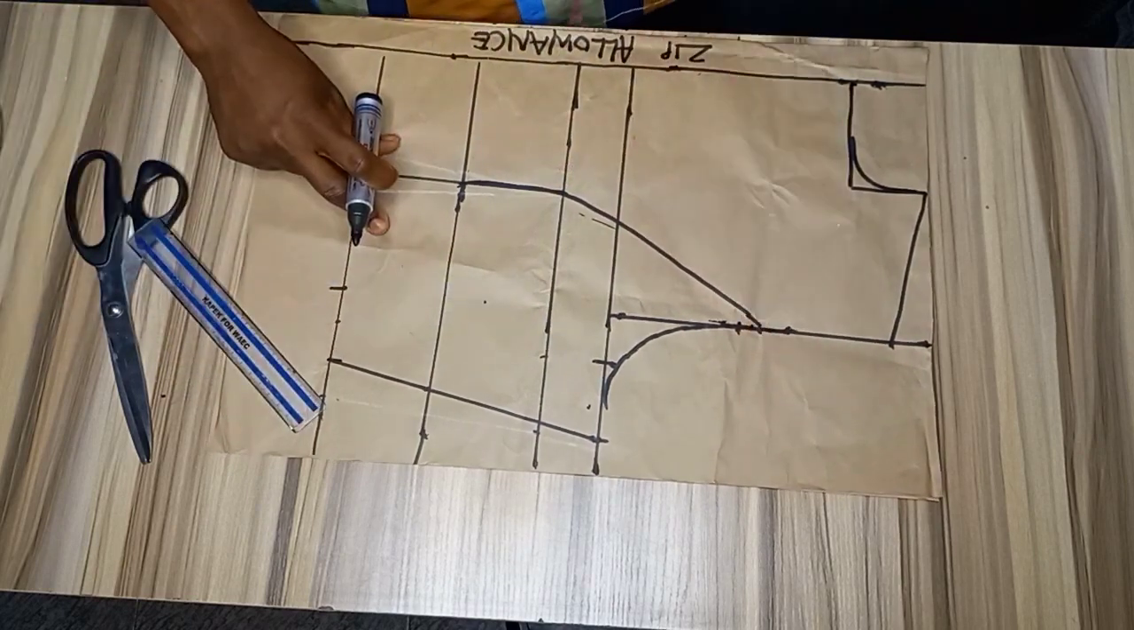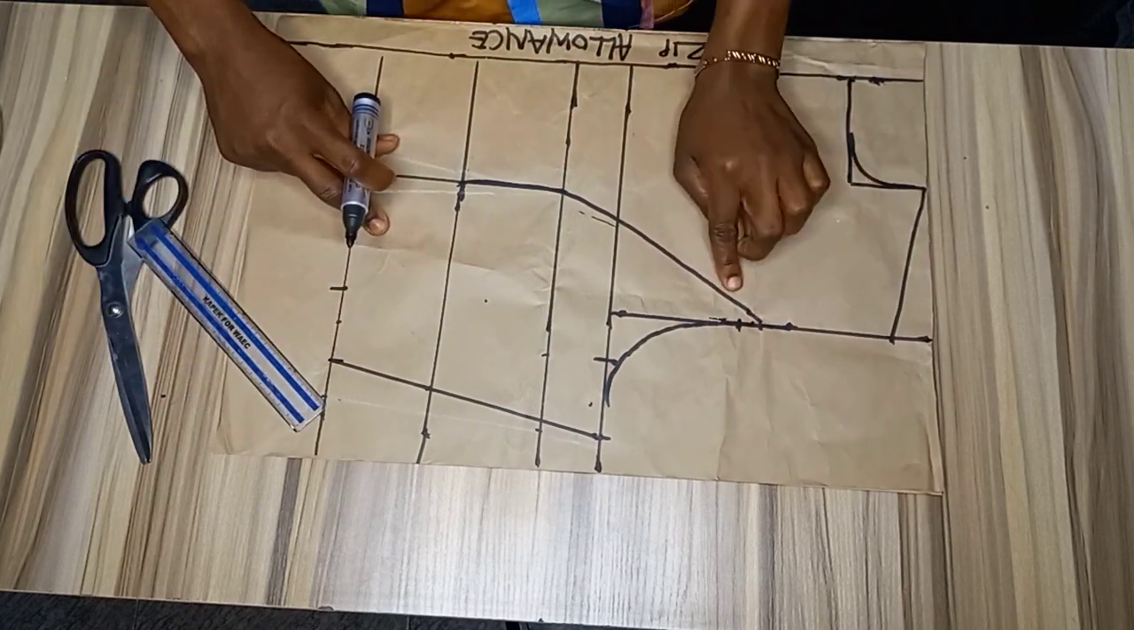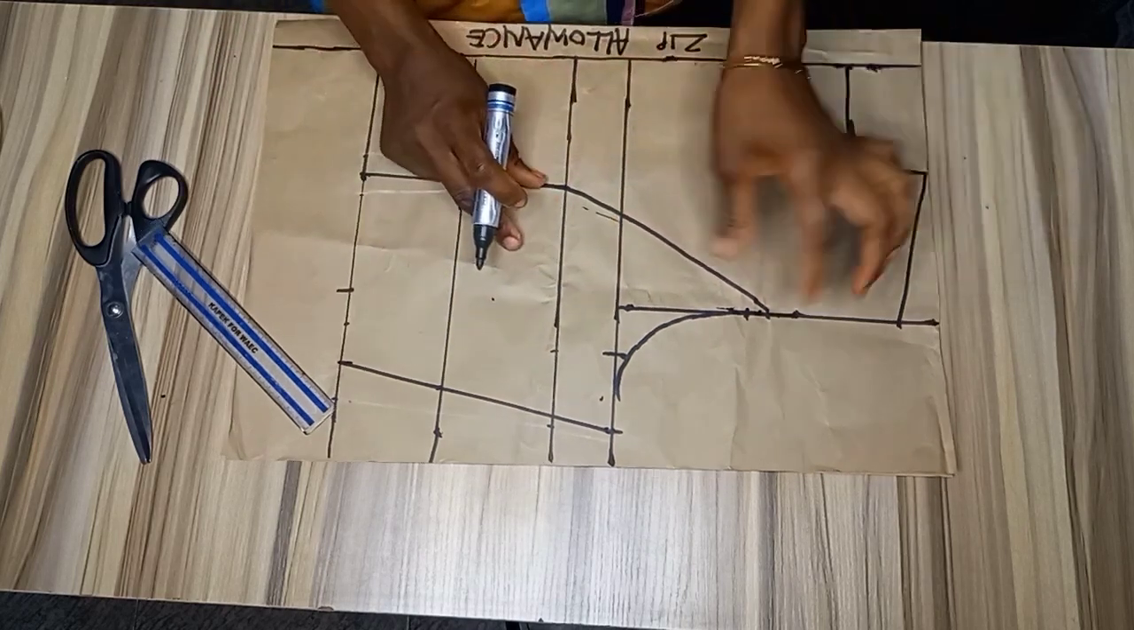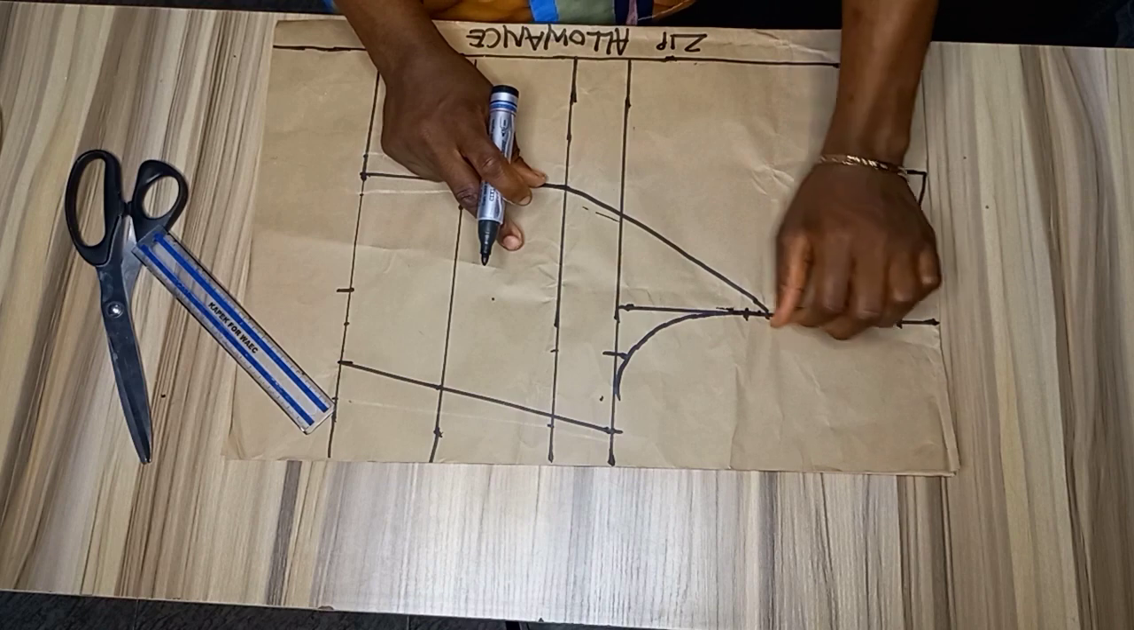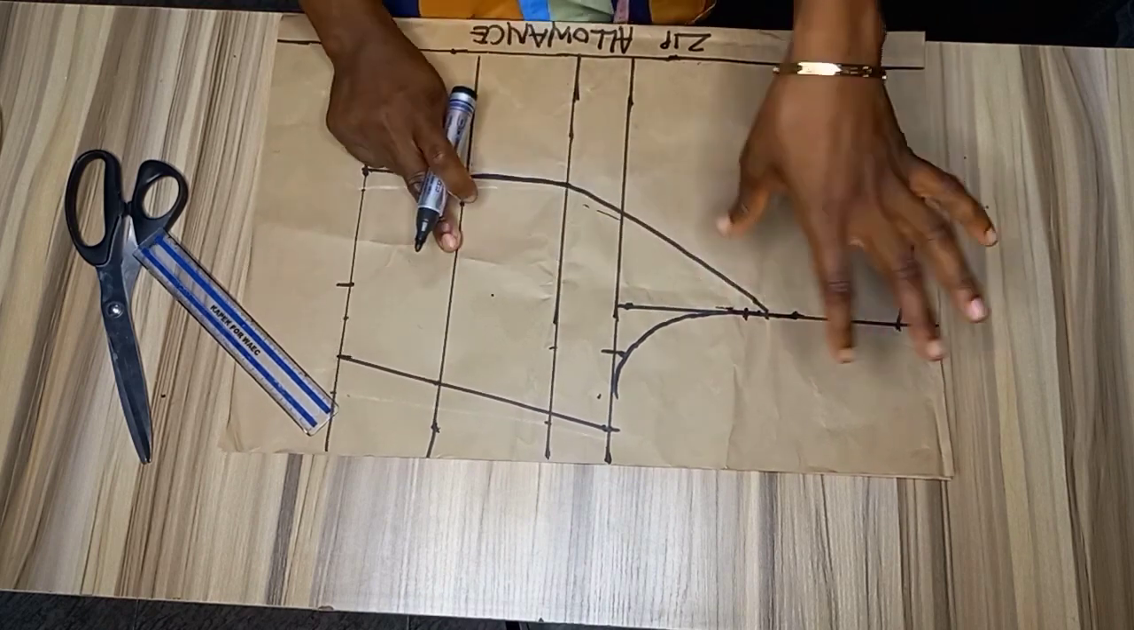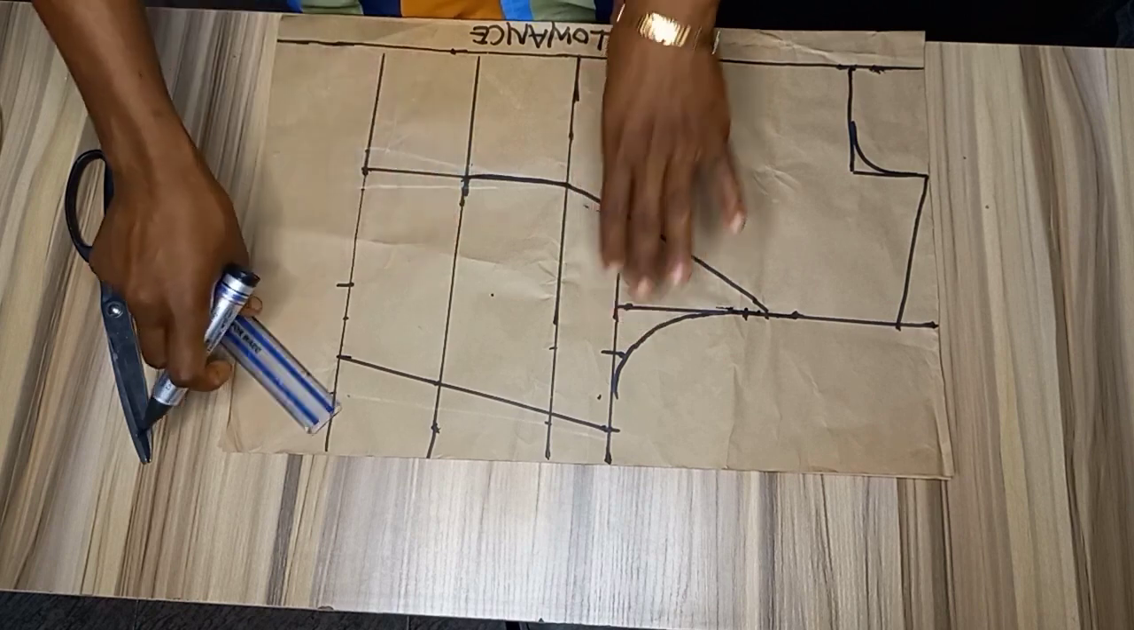So I'm going to extend this line now. If you can remember, I extended it at the front part in order to prevent shortage when sewing. So I'm going to extend this line by 1 inch so that I can avoid shortage.